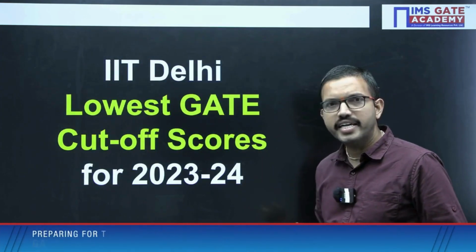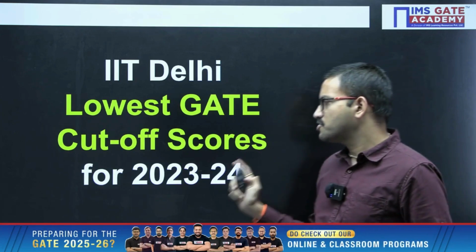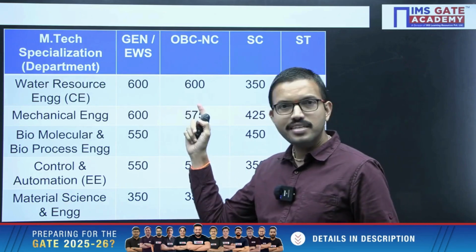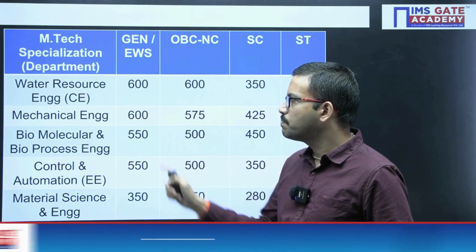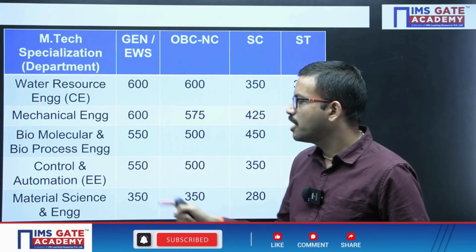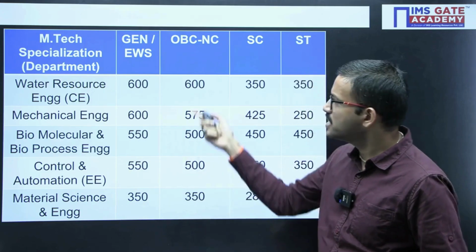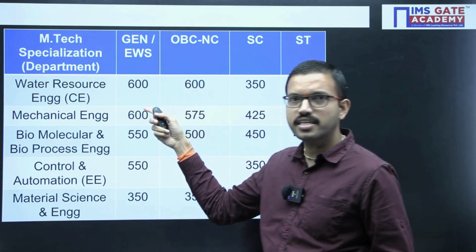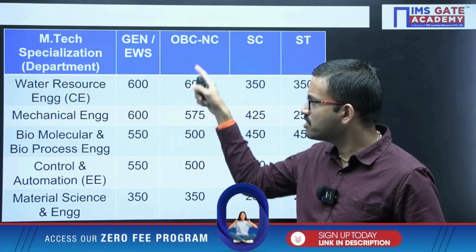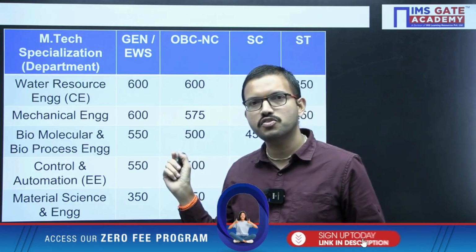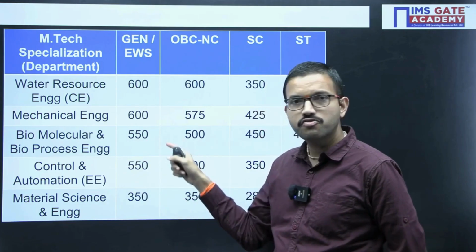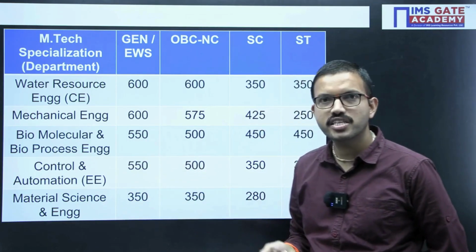Next, coming to IIT Delhi. These are the cutoff scores for the 2023-24 academic year. Water resource engineering, 600; mechanical engineering, 600; biomolecular and bioprocess engineering, 550; control and automation, 550; material science and engineering, 350. You can see here, if you are getting around 600 GATE cutoff score for civil engineering and mechanical engineering, you have a chance. Especially, the cutoff scores mentioned here are with respect to the spot round. Okay, right. So biomolecular and bioprocessing and control and automation are around 550, and even material science engineering at 350 GATE score.